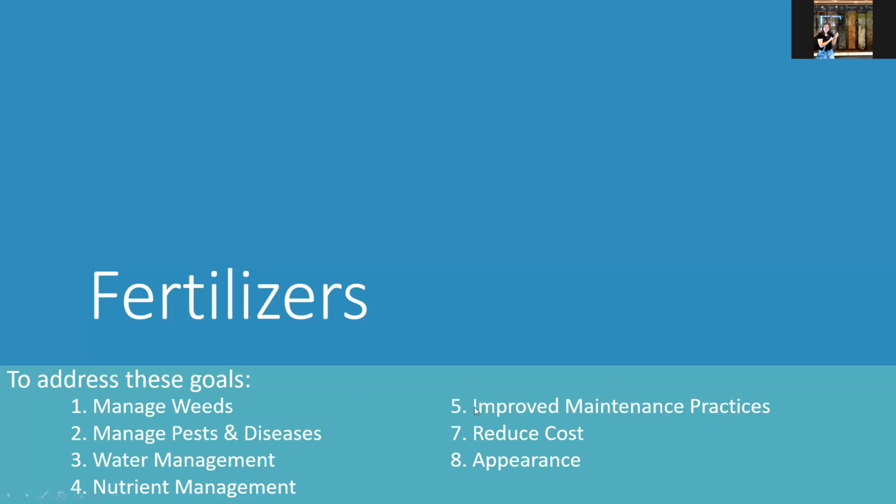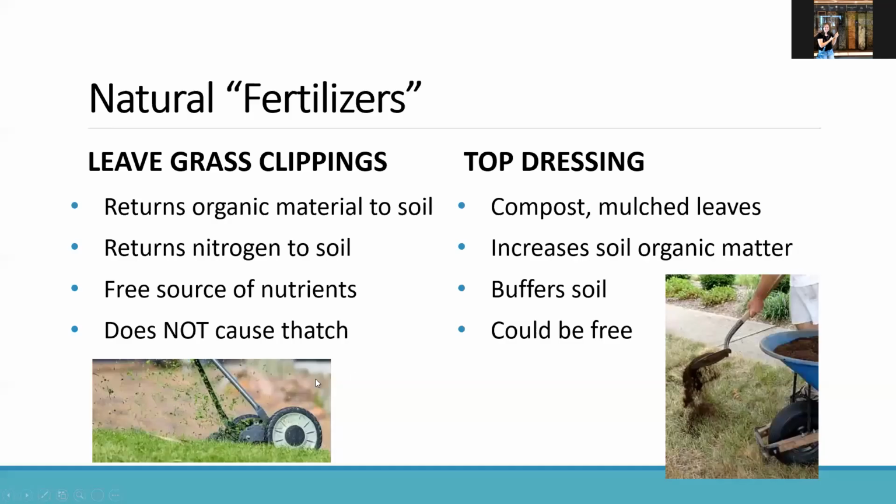All right, so let's look at fertilizers. Some of the strategies of a natural lawn care approach to fertilizers will help address weeds, pests, and diseases. It'll help you with water management, nutrient management, and even help you reduce costs and improve the appearance, as well as improve overall maintenance practices. So natural fertilizers is what we're going to start with. And we put quotations around fertilizers because I guess they're considered fertilizers, but I don't really consider them fertilizers. But there's two options here.